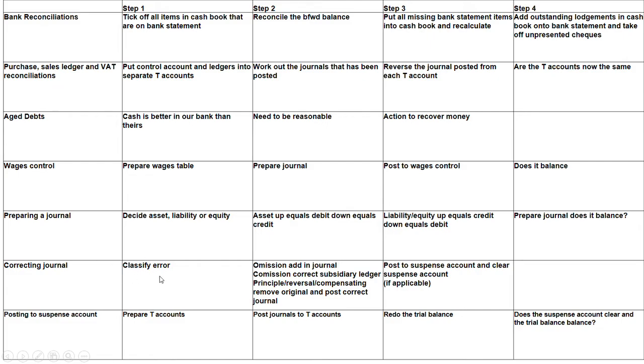And correcting journals. Yeah, right, I classify my error first. So once I've classified my error, then I decide, right, omission, error of omission, I'm going to add in the journal. Error of commission, I'm going to change the subsidiary ledger. And a principal, reversing or compensating error, well, I'm going to reverse out the original journal and I'm going to put in the new one. I'm not going to put in some net figure and mess about in there. Then I'm going to post it to the suspense account, see if it clears.